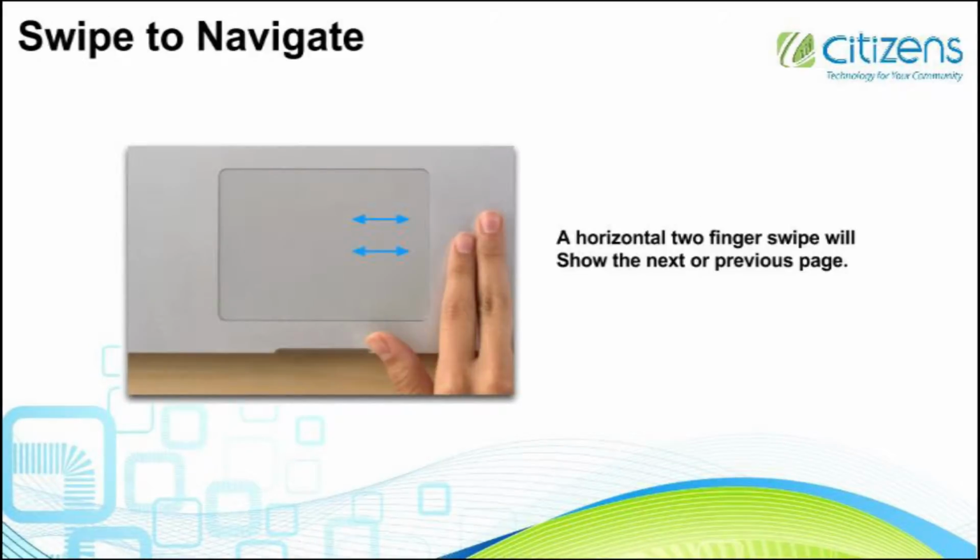To swipe to navigate, if you have some windows open, a horizontal 2-finger swipe will show the next or previous page. So you'll just swipe over to whichever way the window that you want to be at is. So if you have something to the right, you would swipe to the left. It's opposite. Really confusing.